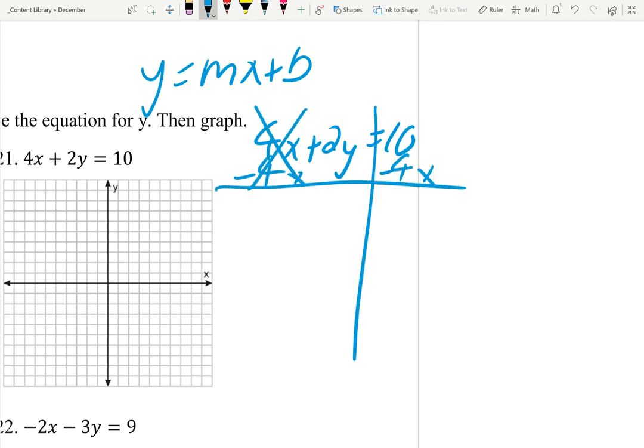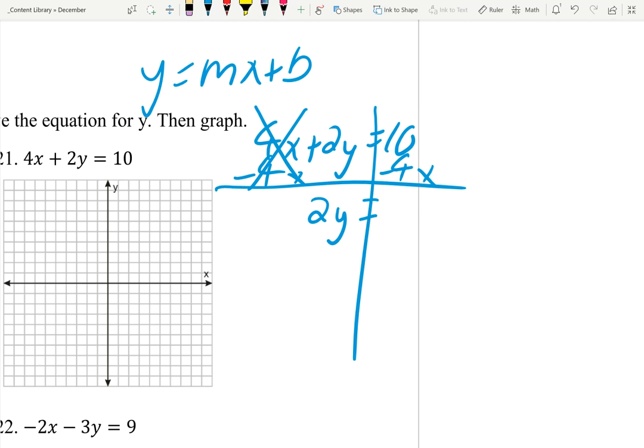Now, what that does is it cancels the 4x on the left side, so that the left side is just 2y now. But on the right side, I have these two terms. I have a 10 and I have a negative 4x. So we're just going to leave them alone. We're going to leave them there.